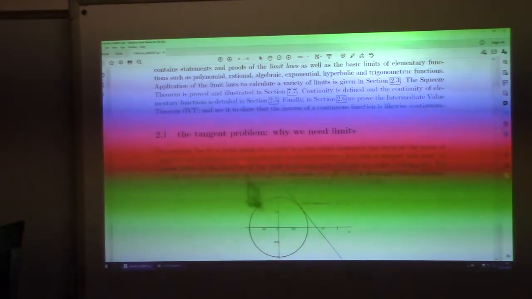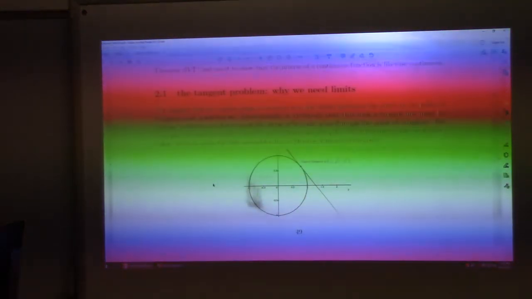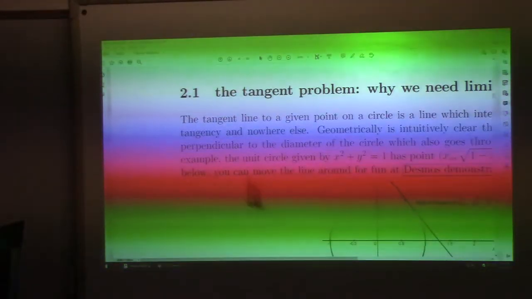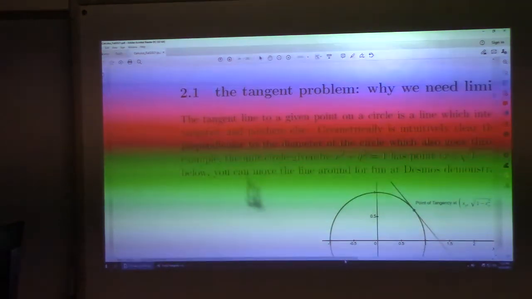So first of all, let's talk about the tangent for a circle. I think I mentioned this like day one. If you think about a circle, what happens?